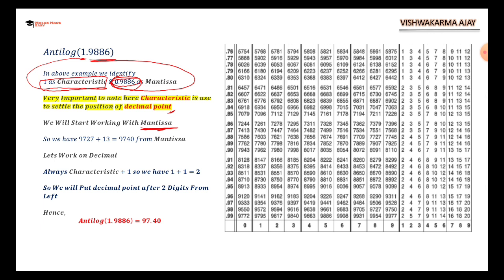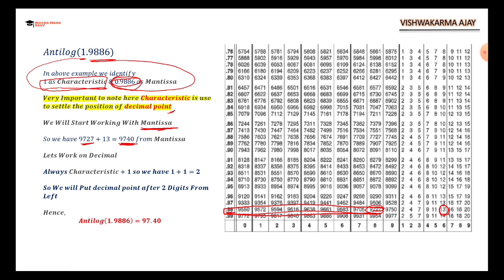98.86. So you will look here for 0.98, then 8 in the other column. So I have here 9727. You will look in the column corresponding to the row 0.98. So I have 9727 here, and in the mean difference I will be looking at 6. So this is 1 2 3 4 5 6. I have 13 over here. 9727 plus 13, 9740. Now where to put the decimal?